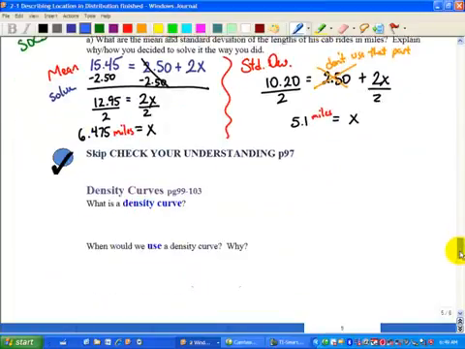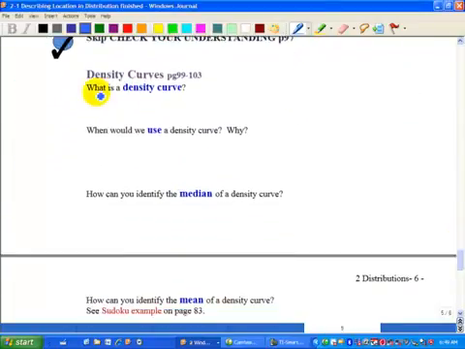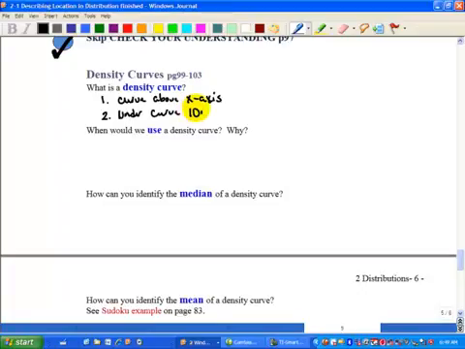So the only thing we had left was our density curve. The first thing is, what is a density curve? A density curve has two characteristics. One, everything is above the x-axis, so the entire curve is above the x-axis. And two, every time we say entire, that means that the area under the curve totals 100%. So you can't have some of it above and some of it below.